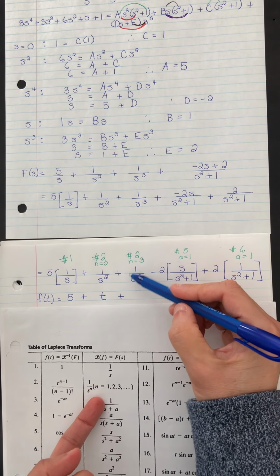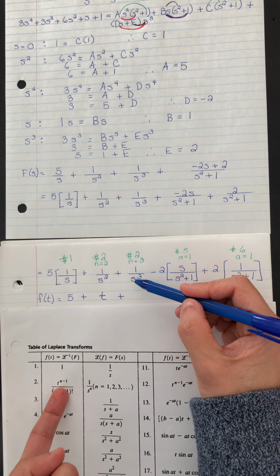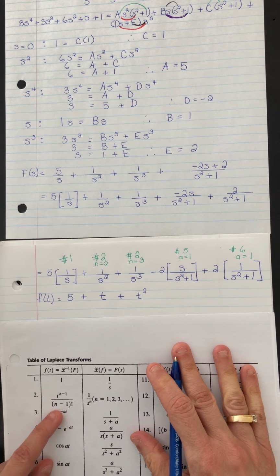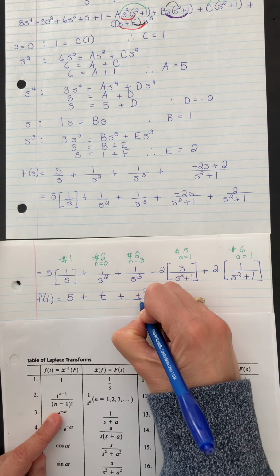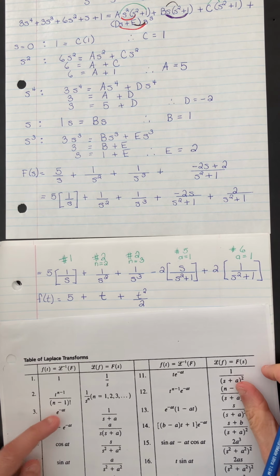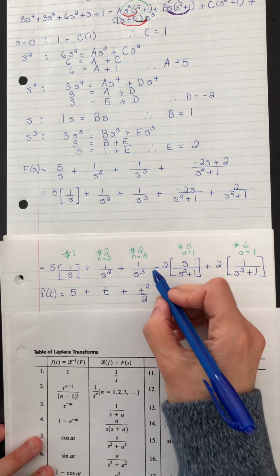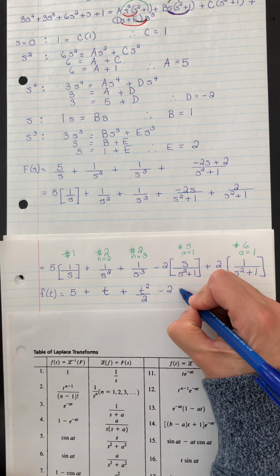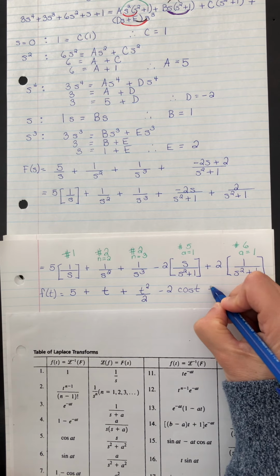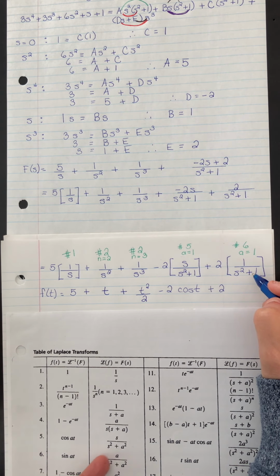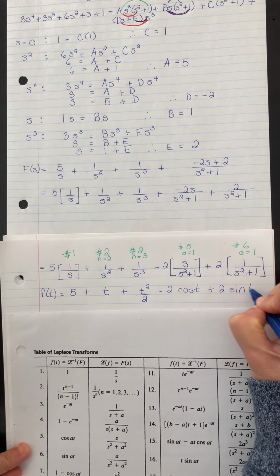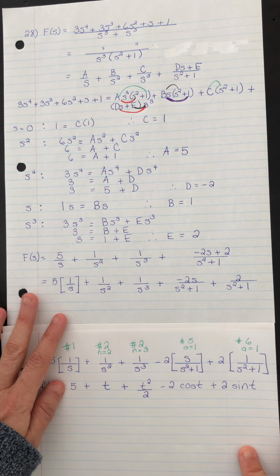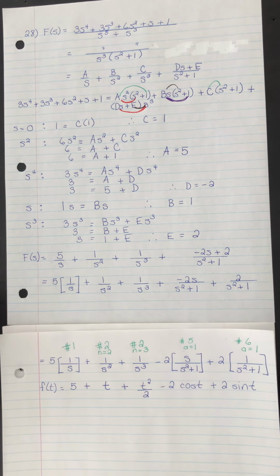Okay, now we do the next one. We have n is 3. So now we have t squared over 2 factorial. Now remember, 2 factorial just means 2 times 1. So 2 factorial is 2. Now we're here, minus 2, and we're doing our number 5 with a is 1, so we get cos t. And finally, plus 2, and we're doing number 6 with a is 1, so sine t. And that is our final result. So there you go. That is the full solution.